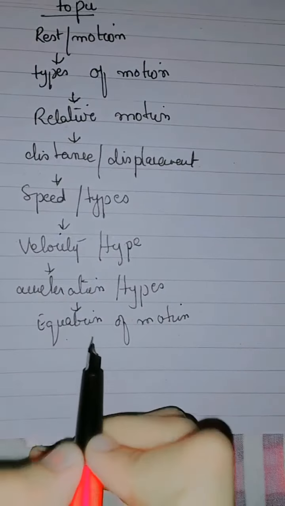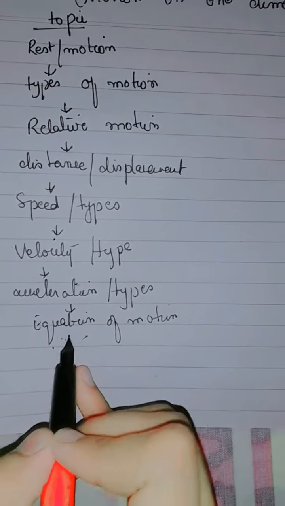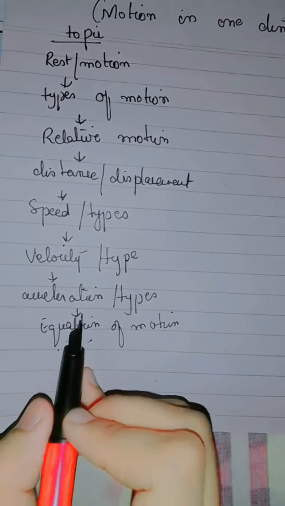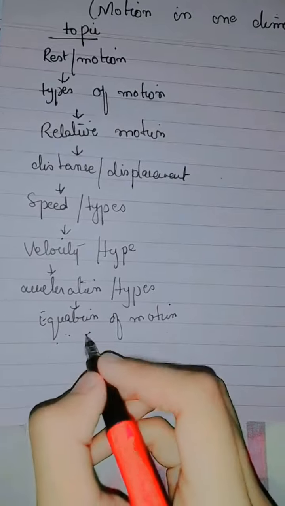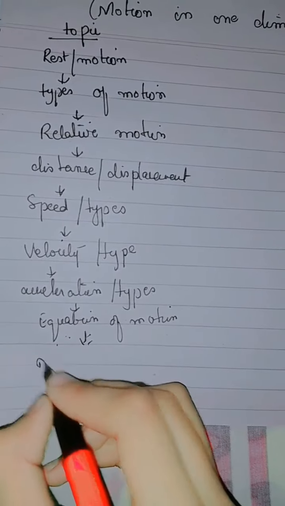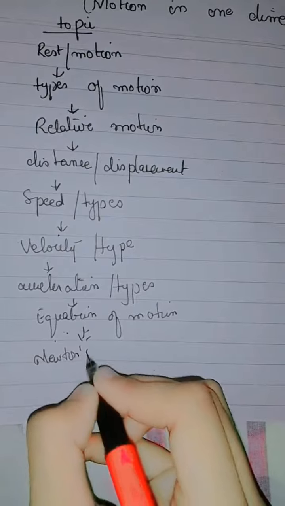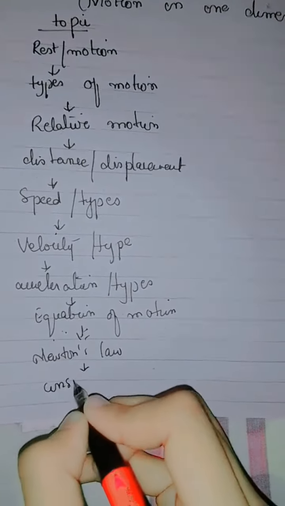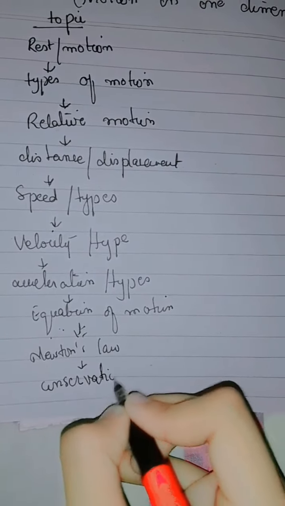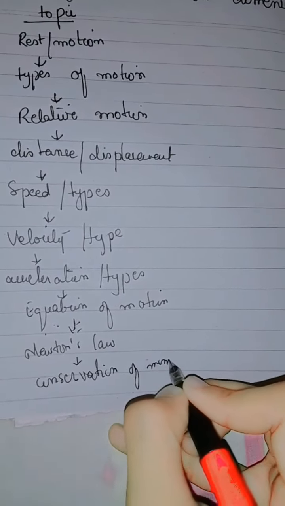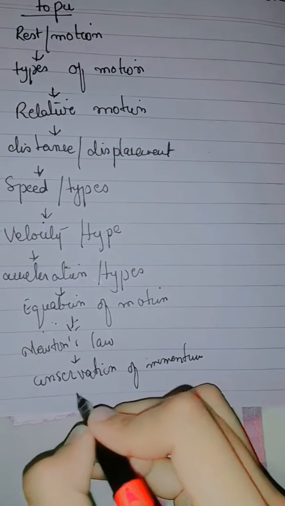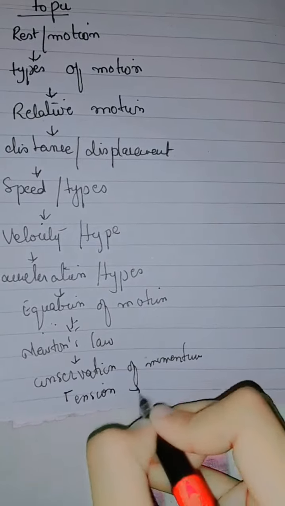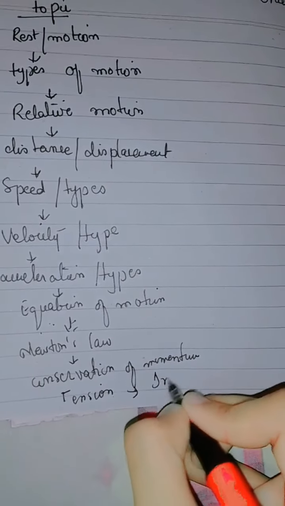Vf is equal to vi plus at, s is equal to vit plus 1 upon 2 at square. Third, 2as is equal to vf square minus vi square. Then we'll be studying Newton's laws, first, second and third law. Then we'll be studying the conservation of momentum. Then we'll be studying tension. Then we'll be studying inclined plane.